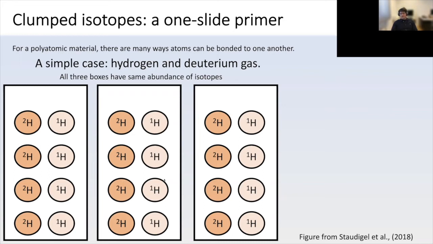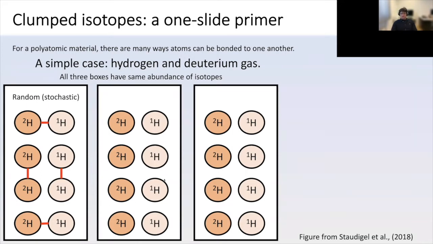But if we start making actual molecules of hydrogen, there's a number of ways that we can bond these elements together. So first is a random distribution, where the likelihood of a given bond existing is just proportionate to the abundance of those elements. And so this is called the stochastic distribution.